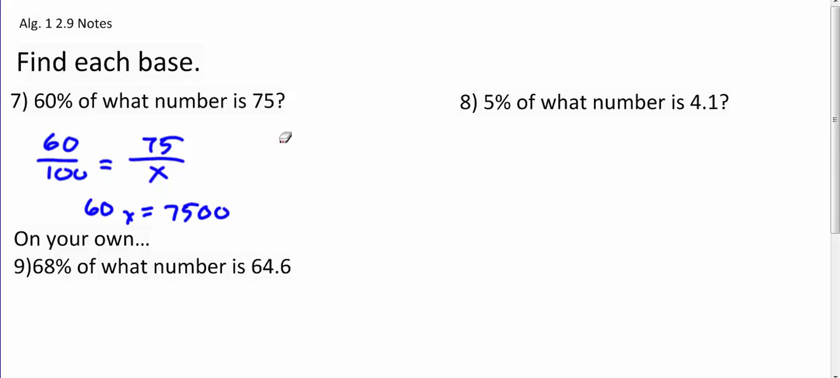So I've done the cross product property there, and then a little division, pull out the trusty TI-84, and I'm getting 125.